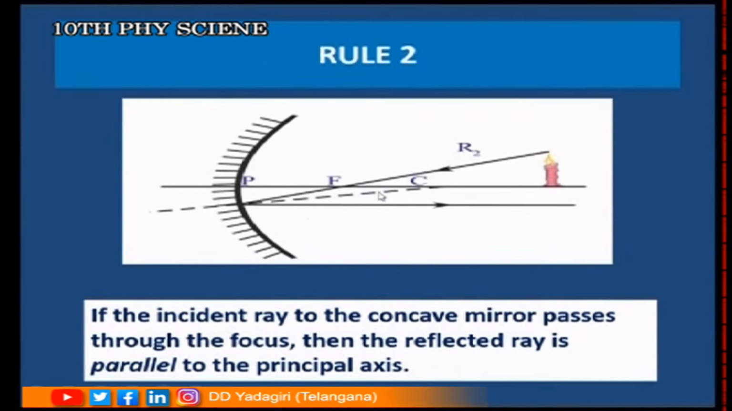Rule number 2. If the incident ray is passing through the focus of the mirror, then after reflection it passes parallel to the principal axis. The incident ray is passing through the focus of the mirror, it hits the mirror and after reflection it passes parallel to the principal axis.